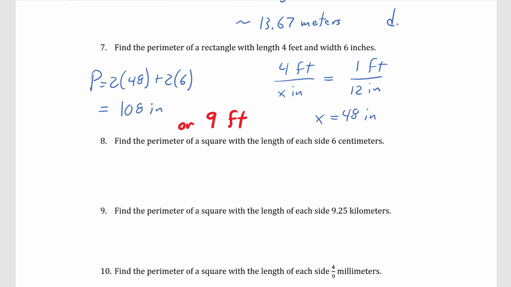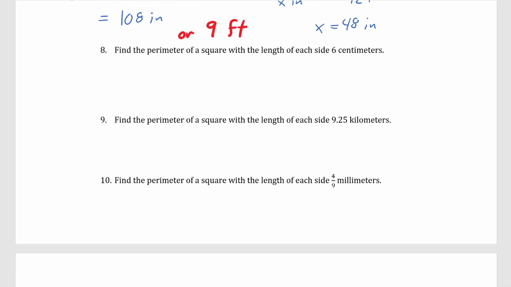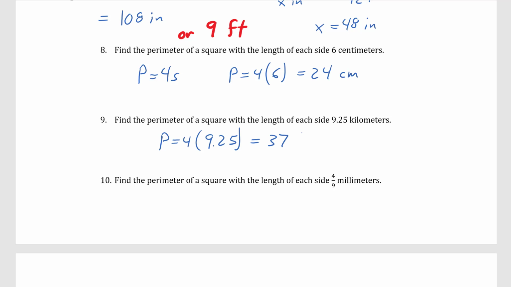Okay, we're going to shift our formula here for a couple of problems. Perimeter of a square with the length of each side 6 centimeters. So perimeter of a square was P equals 4S. So in this case, we're going to have 4 times 6. We're going to get 24 centimeters, and I'm going to abbreviate that as cm. For number 9, P is going to be equal to 4 times 9.25, which is going to be 37, in this case kilometers. I'm going to abbreviate that with km.